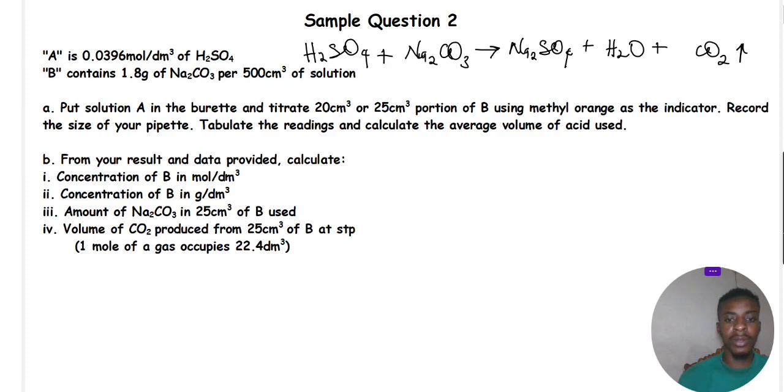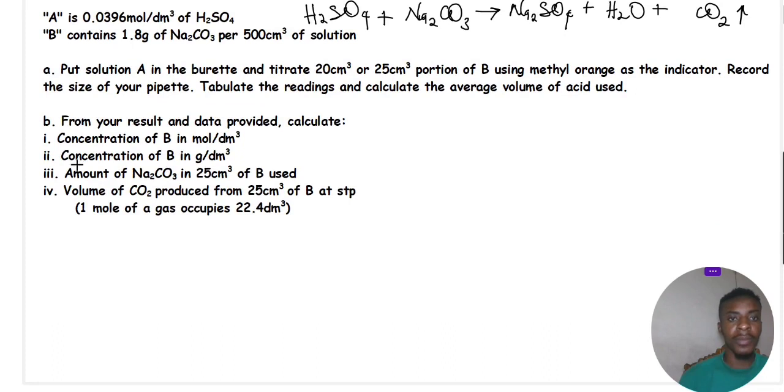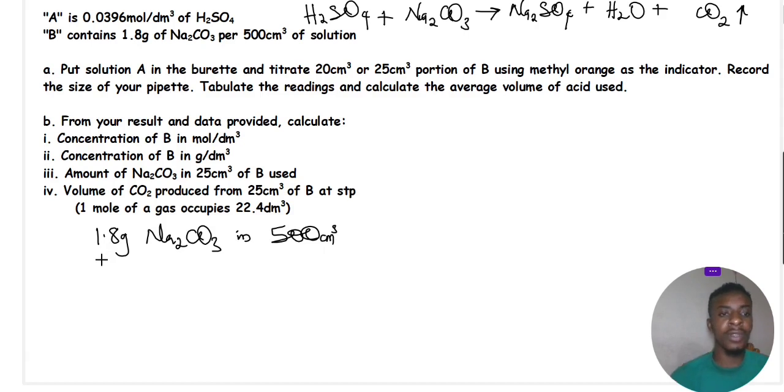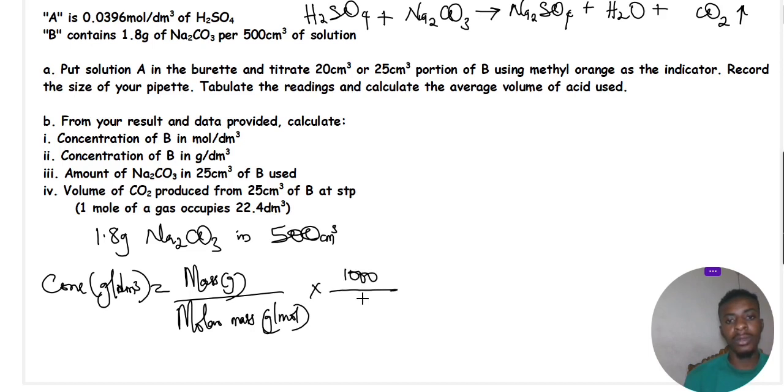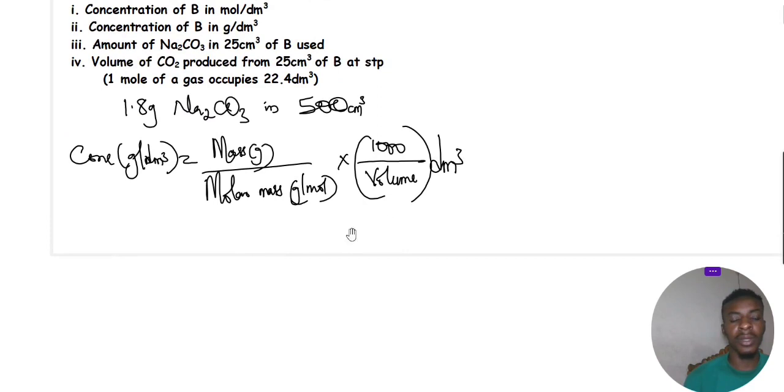Now let's have the first one, which is the concentration of B in mole per dm cube. To calculate it, we are given that B contains 1.8 grams of sodium carbonate in 500 ml of solution. So if we dissolve 1.8 grams of sodium carbonate in 500 ml, what is the concentration of the solution? You can use this formula to get that: concentration in grams per dm cube is equal to mass in grams over molar mass in grams per mole, times 1000 over volume in dm cube. So let's do this and have the answer.